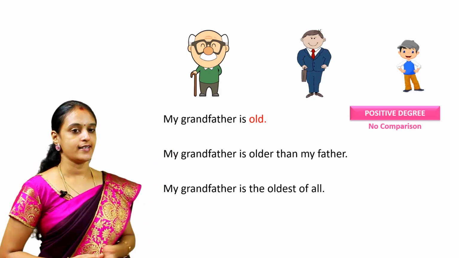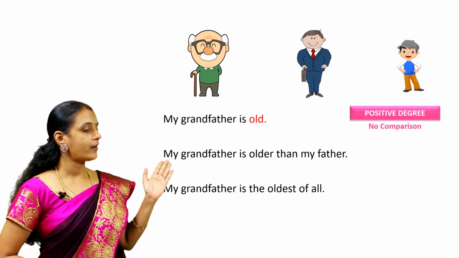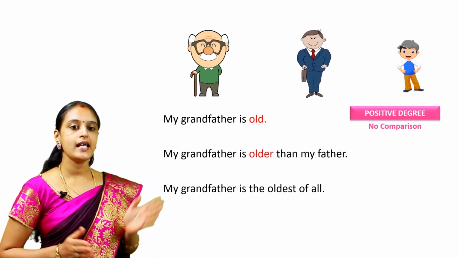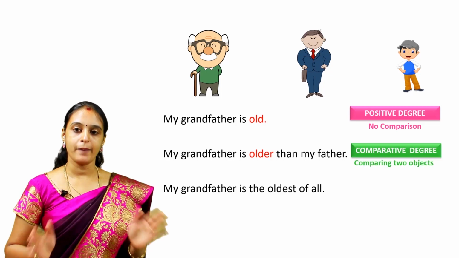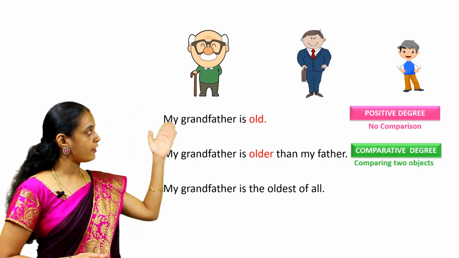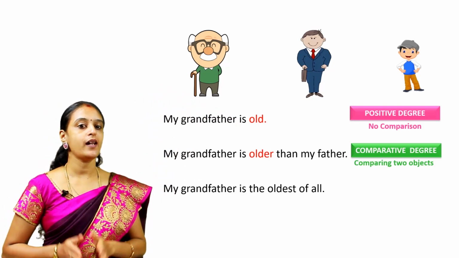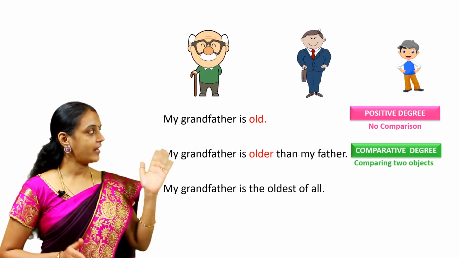Now look at the second sentence. My grandfather is older than my father. Here, older is the adjective that denotes a comparative degree. Here, the grandfather is compared with the father. Here, two people are compared, the grandfather and the father.